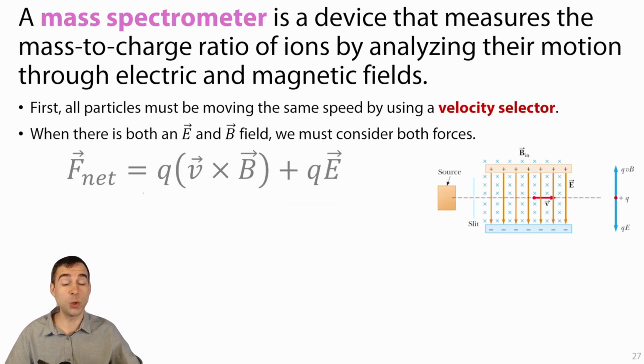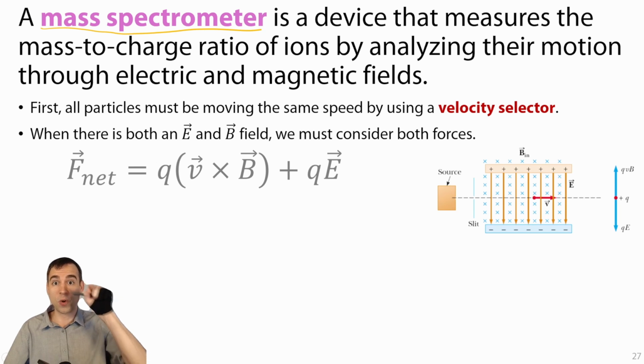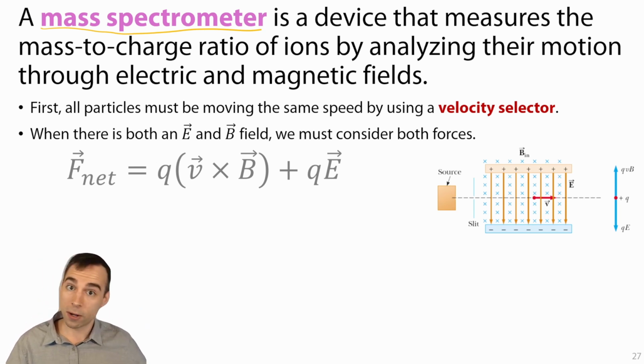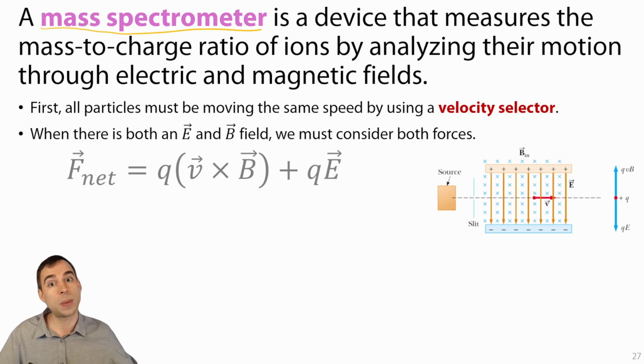This principle is used in a mass spectrometer device, which is a scientific piece of equipment that is very useful for a variety of applications. Specifically, this will analyze how different particles move in a circular path when present in a magnetic field, and those particles will be separated and analyzed based on their charge to mass ratio. Our mass spectrometer will always start with a velocity selector, which essentially makes sure that all the particles are moving at the same speed before they enter this magnetic field.